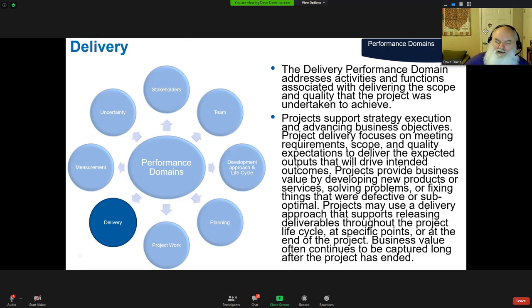So delivery is really a transition from development to operations. I'm not going to get into DevOps at this point in time, but clearly if you're in a DevOps environment, this performing domain is going to be very significant.